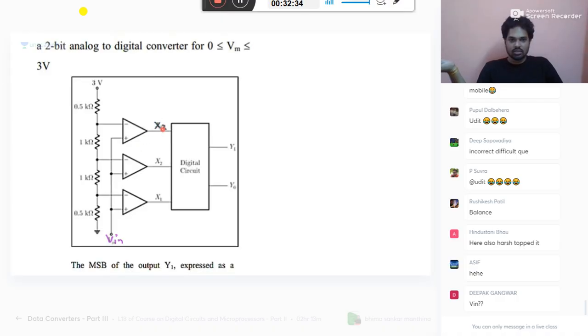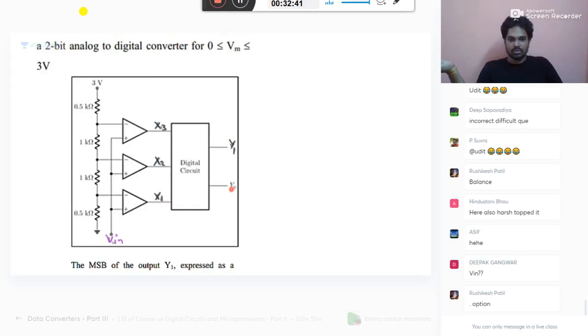This is X3, X2, X1, Y1. Okay, forget about your options. First try. It requires little time to try it first now. This is 3 volts.